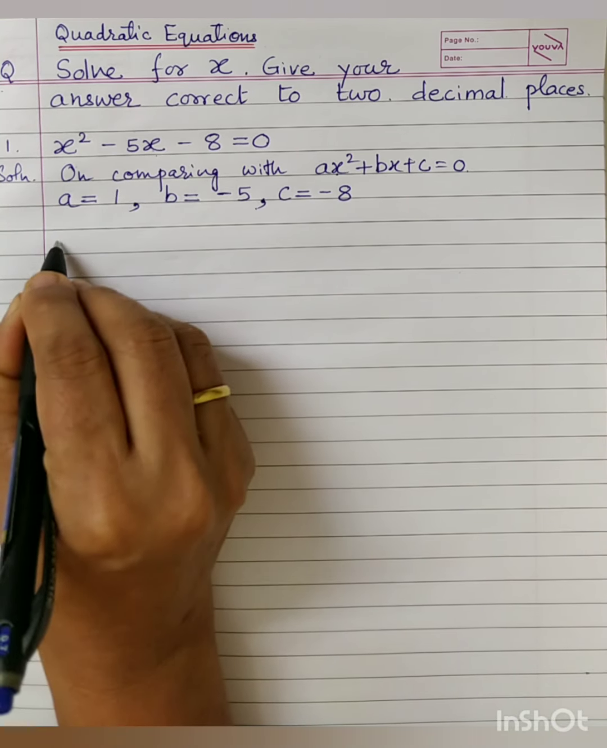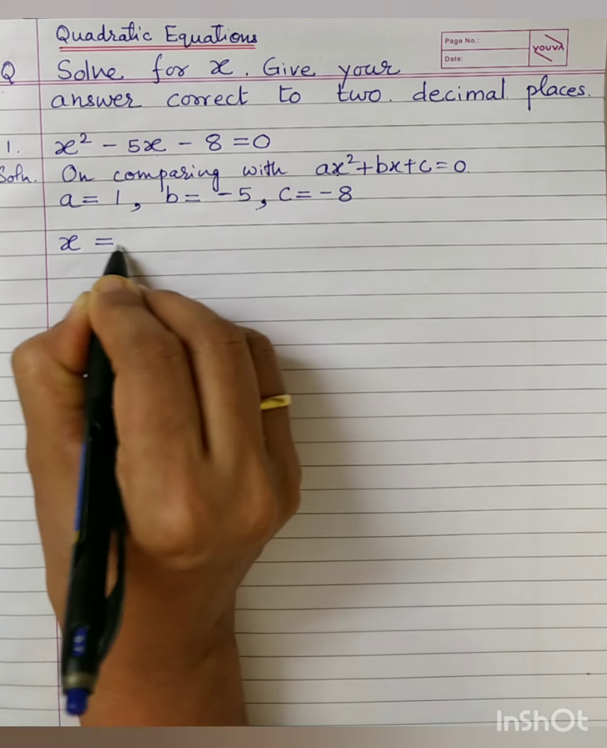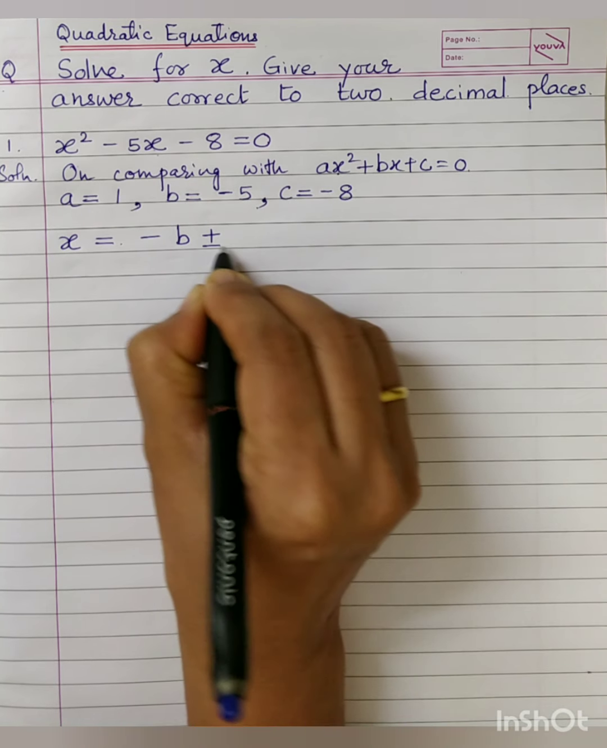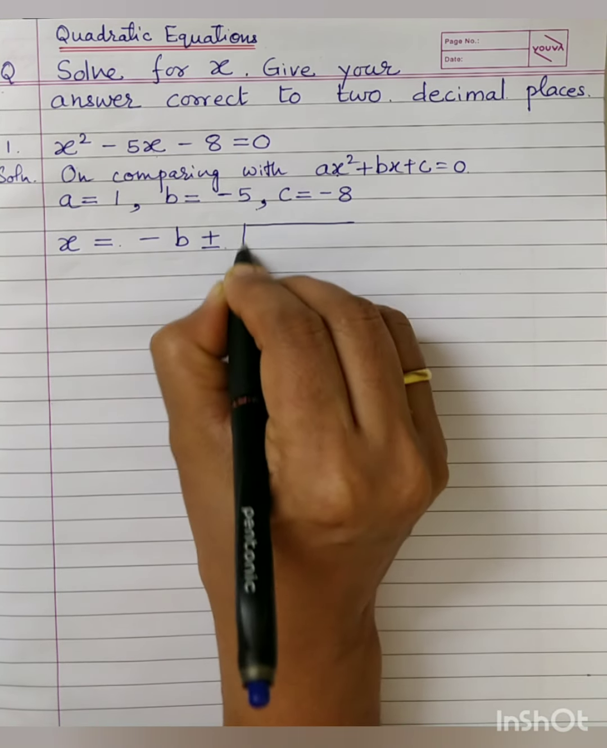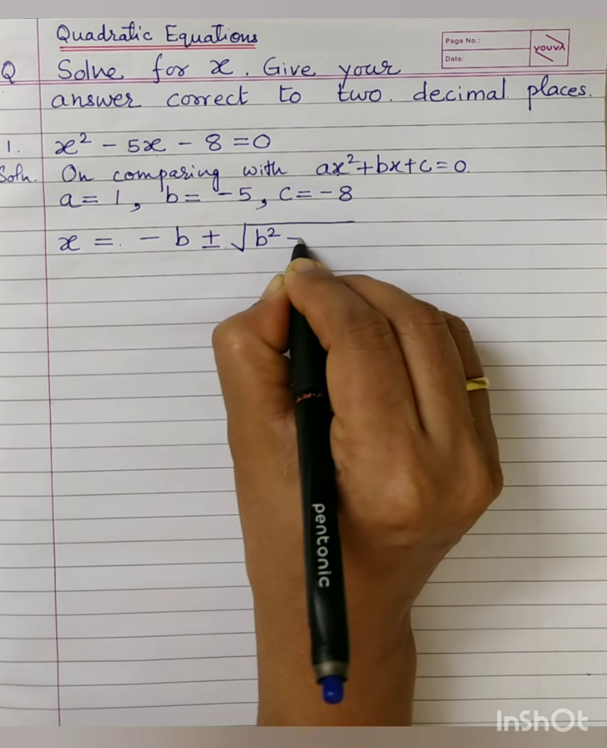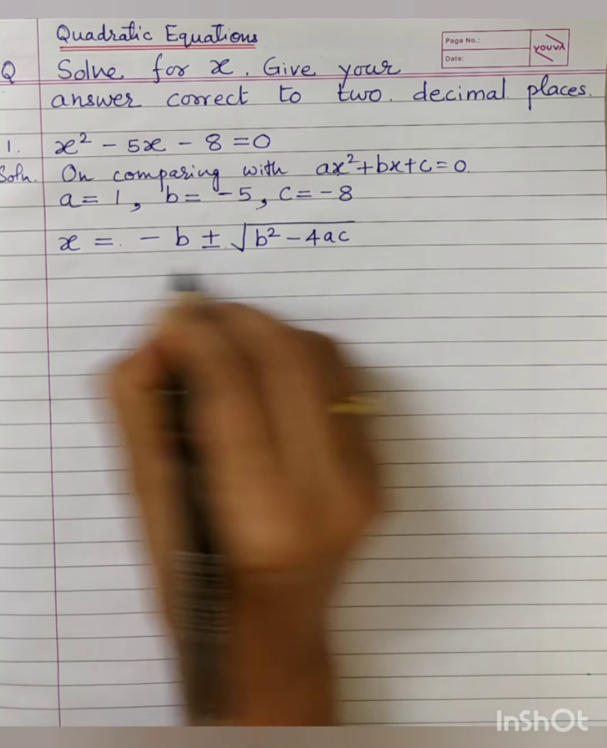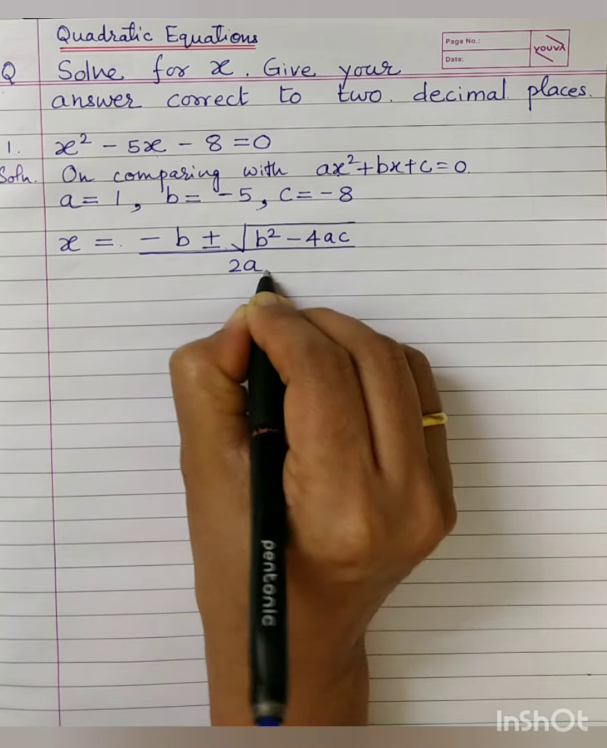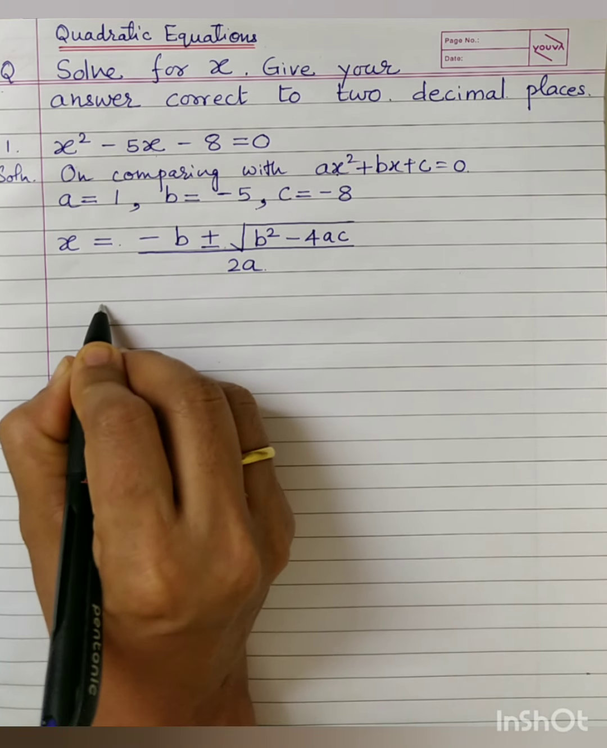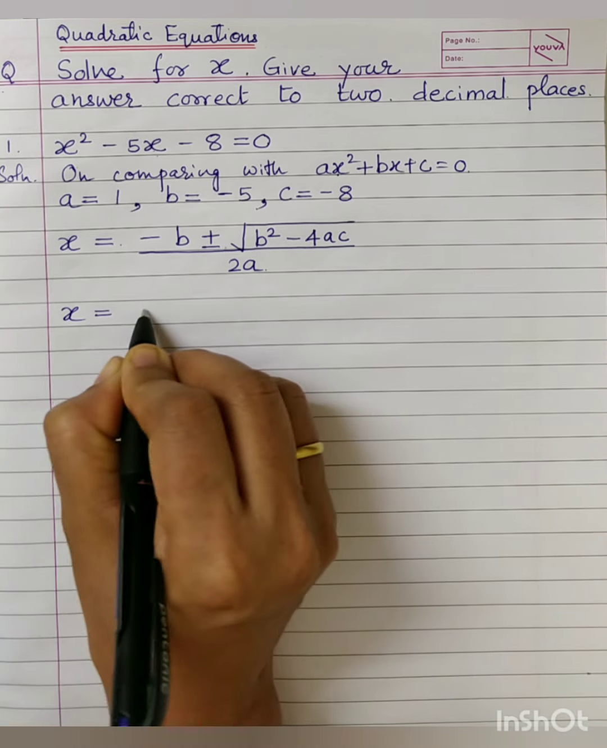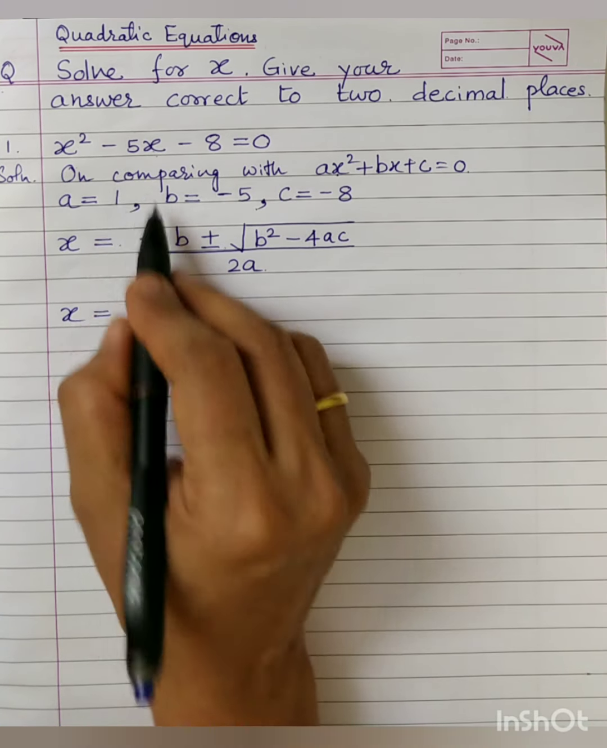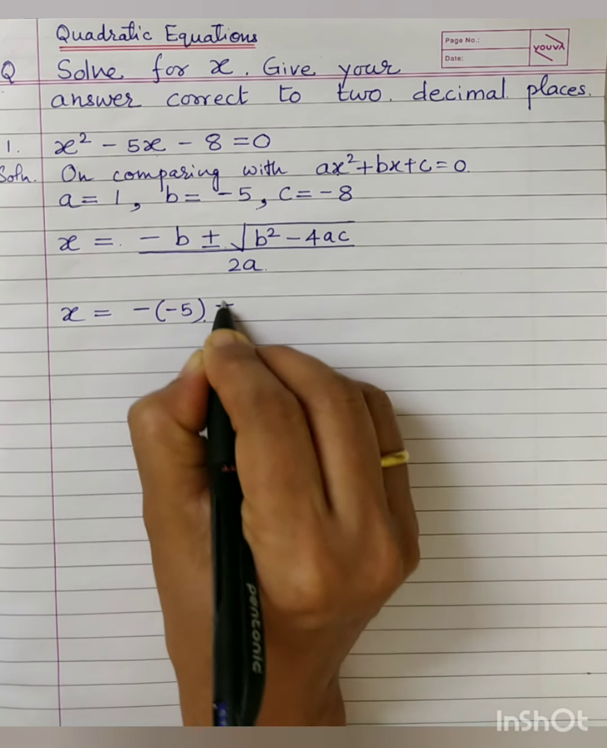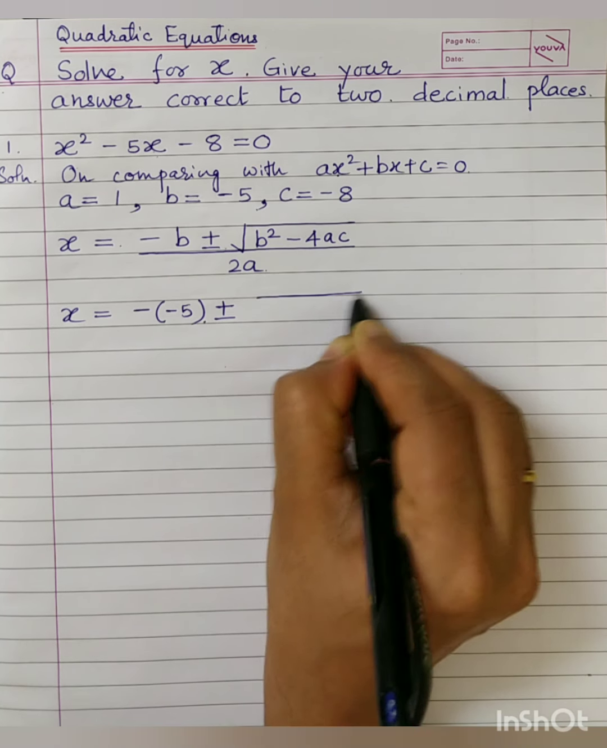Okay. Now write down the formula. We have learnt it in the last class. The formula is x equals minus b plus minus under root b square minus 4ac, whole upon 2a. Yeah. Now substitute the values. Put the minus sign first, then substitute the value of b, which is also minus. Step by step you go and you do not make any mistakes.